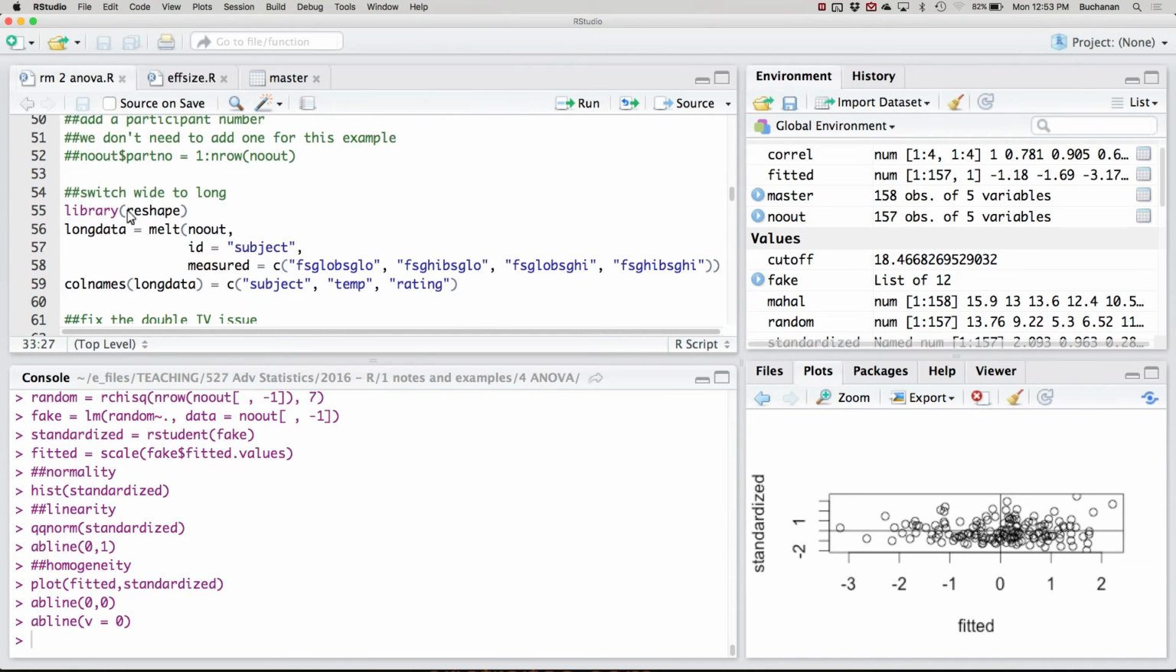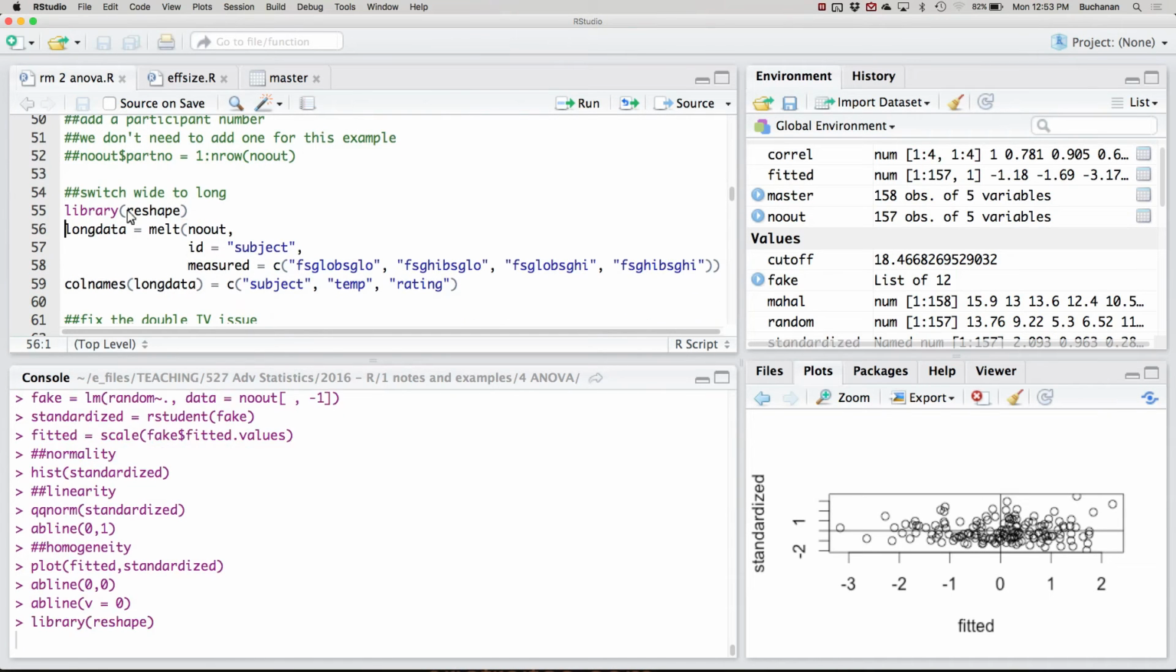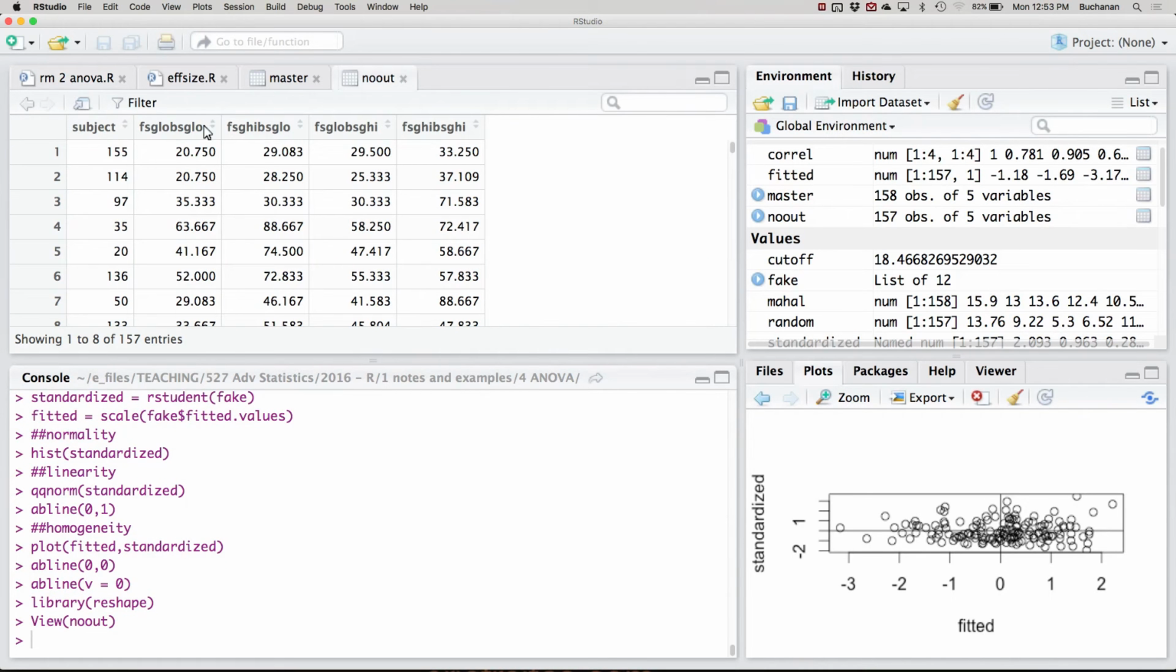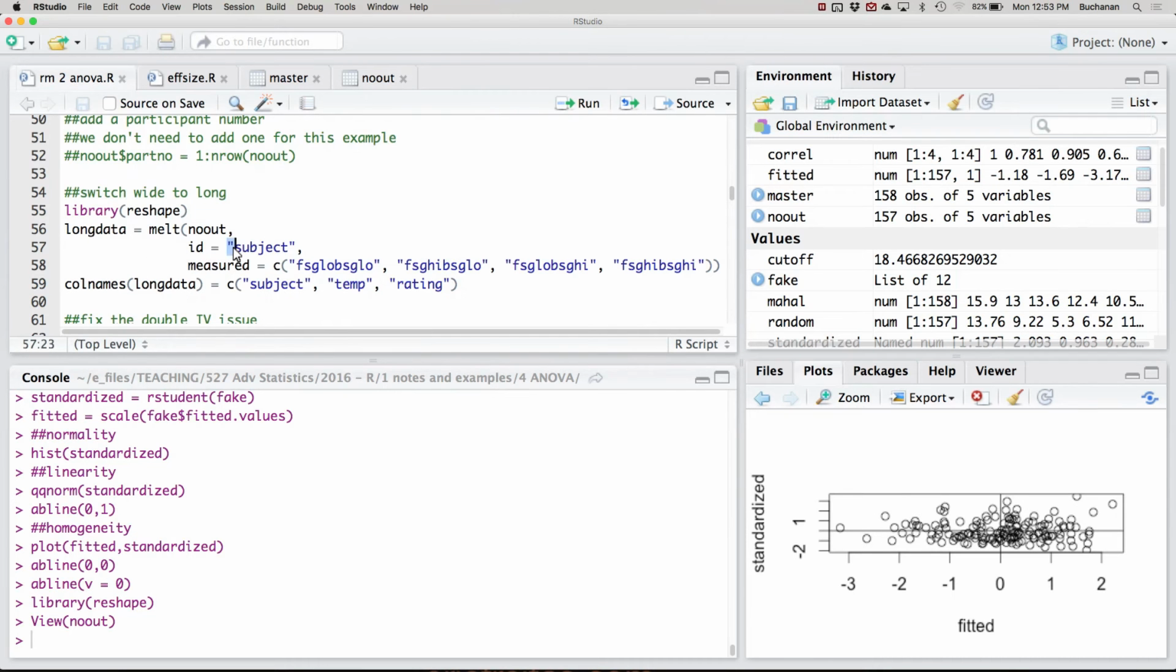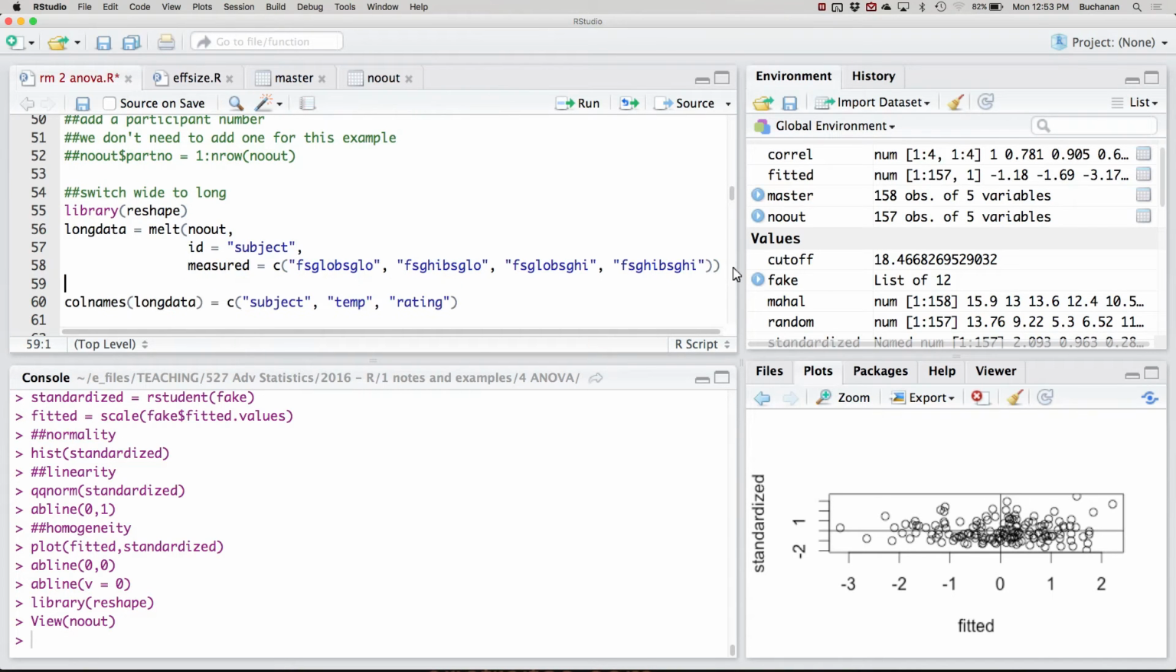But we're going to switch from wide to long, so that's the reshape library. Make sure it's just regular reshape, don't do reshape2. So here I am. I have my subject number, 4 columns. What I did was the ID is subject, and then I have my 4 columns. Here's another thing that I haven't really told you guys about. Something new today is the names function.